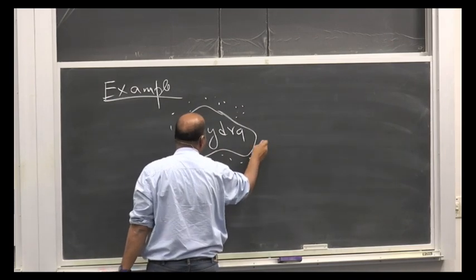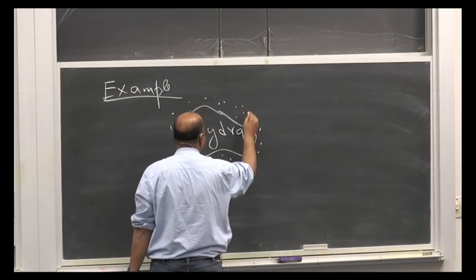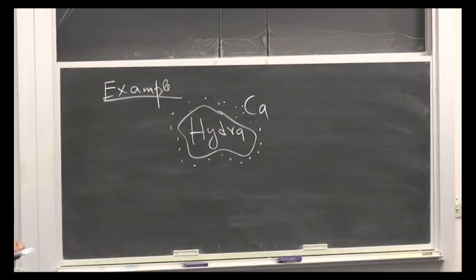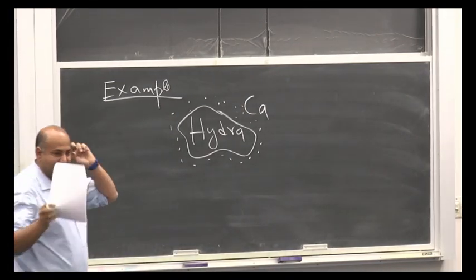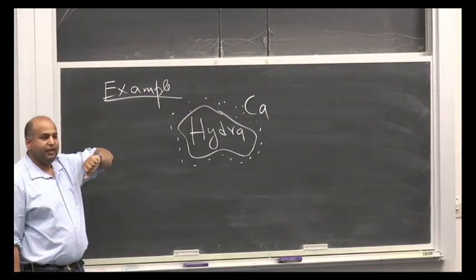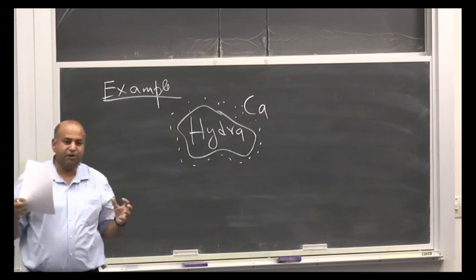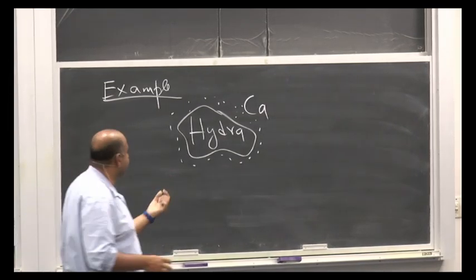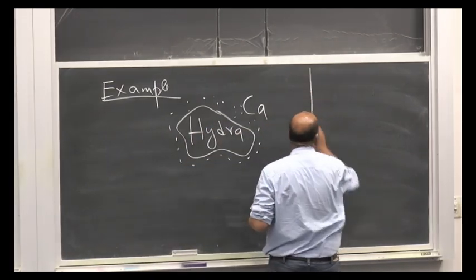And you see, this galaxy is about 200 million light years away from us. And how do we know it has a calcium cloud? I'll tell you how we know. It has a calcium cloud around it. And if we look at the spectrum of calcium in our lab, so let's do it in the lab.